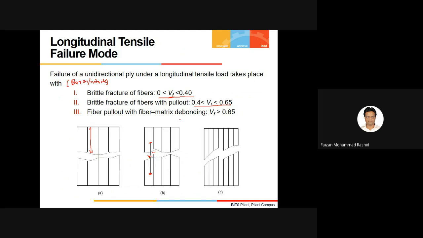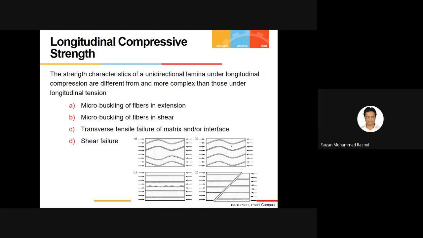And there is fiber pull out with fiber matrix debonding. This is another type of failure which happens when I get a larger volume fraction. You see here, when the volume of fiber is increasing, the failure is like this.